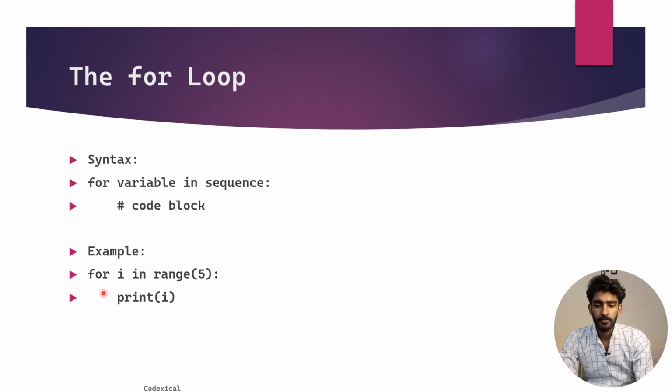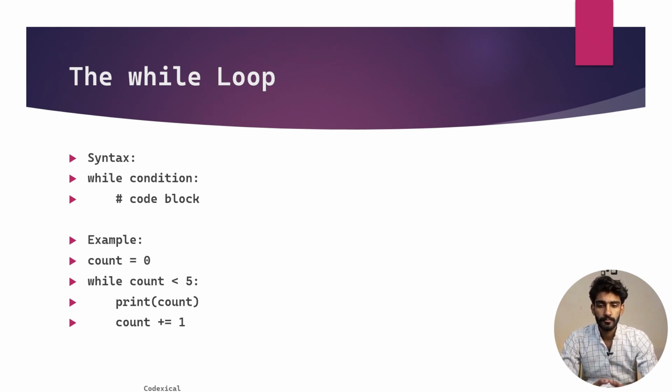That code will be run according to the sequence you have given to the for loop. In this example, you see I've used for i in range 5. This simply prints a number from 0 to 4. It runs 5 times and prints the numbers from 0 to 4.